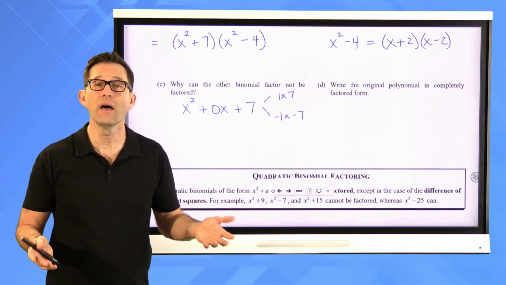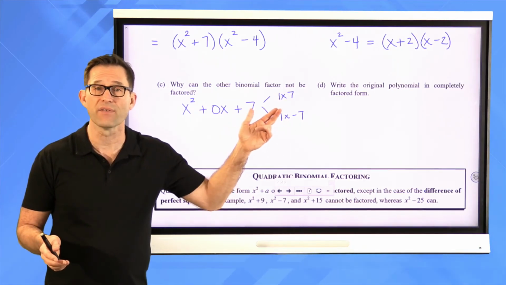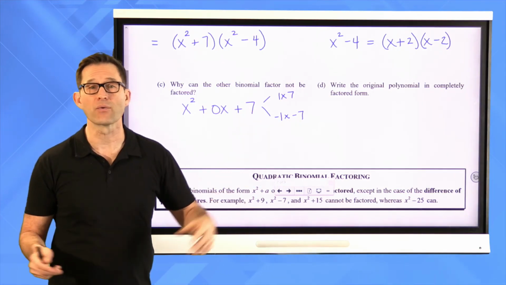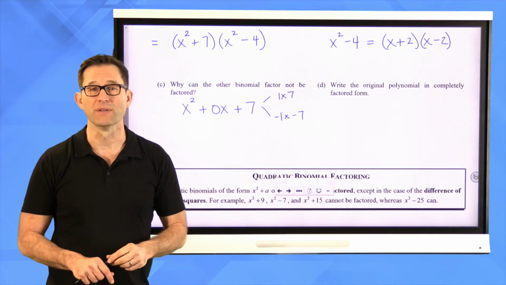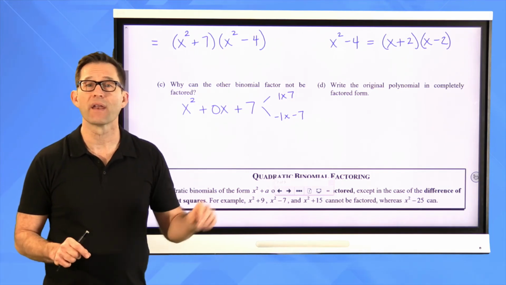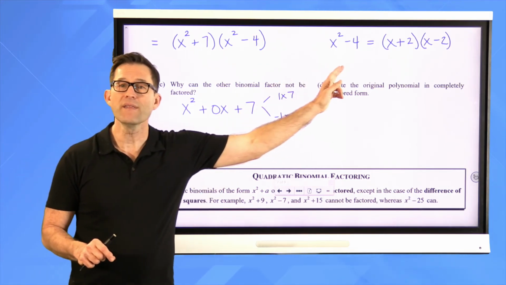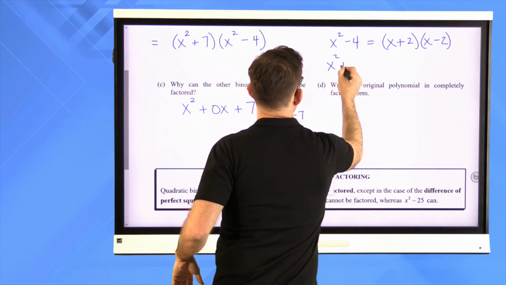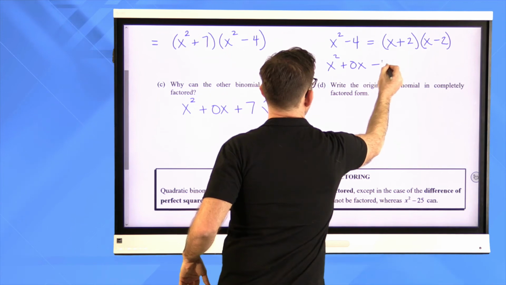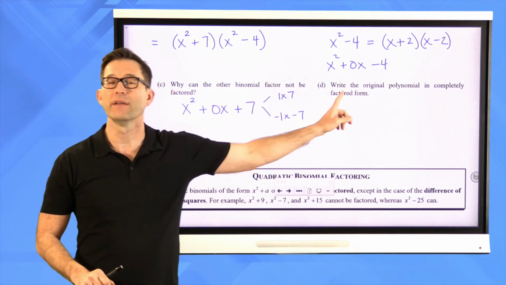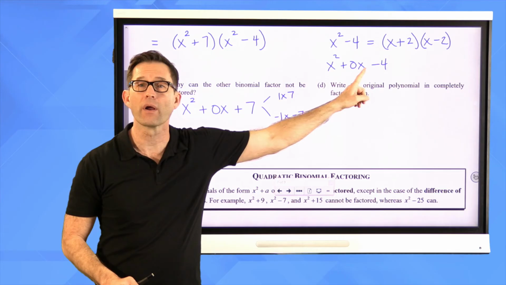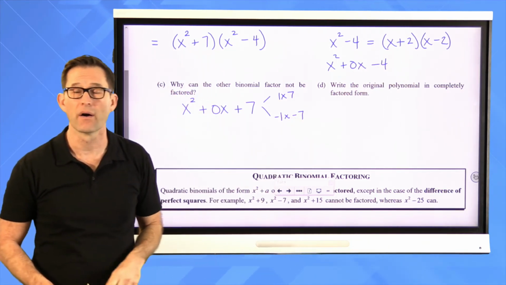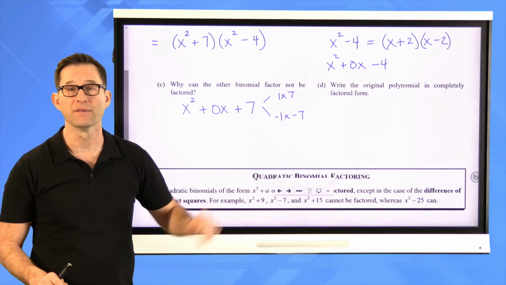I don't have any other choices besides 1 and 7 that will give me this product. Even if this was a 9 or an 8 or something that had multiple versions, there's no way that I would end up getting 0. The reason that I can factor the difference of perfect squares, again thinking about this in terms of trinomials, is that I can find two numbers that have a product of negative 4 and a sum of 0. Those two numbers being positive 2 and negative 2, all right? So, can't do it in this situation.